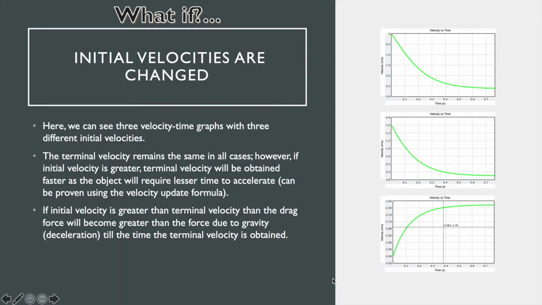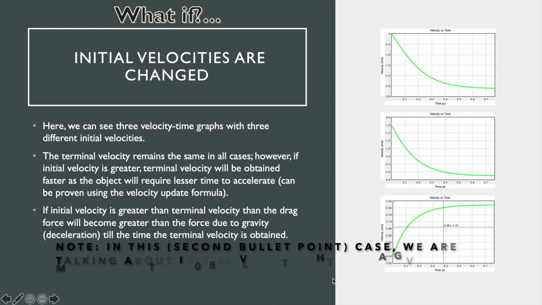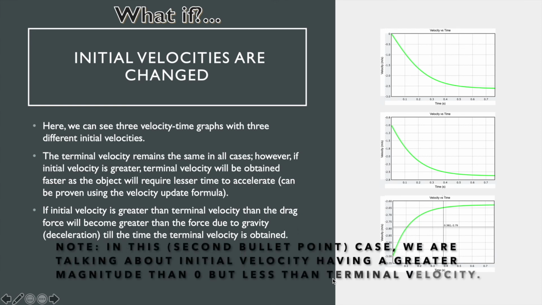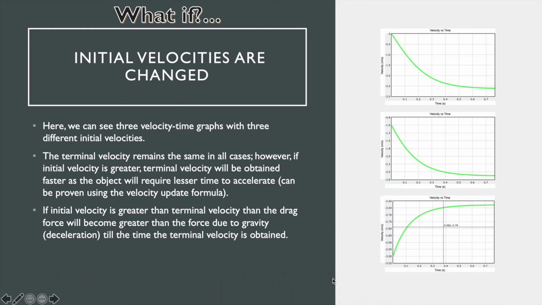The final question requires us to study the effect of a change in initial velocity on the terminal velocity. On the right in the graphs, we can see that if initial velocity is changed, terminal velocity still remains the same. The only difference will be that if initial velocity is greater, the terminal velocity will be obtained faster as the object will require less time to accelerate. If initial velocity is even greater than the terminal velocity, then drag force will become greater than the force due to gravity, which will lead to deceleration till the time terminal velocity is obtained. This can be seen in the final graph when initial velocity is minus 3 meters per second.